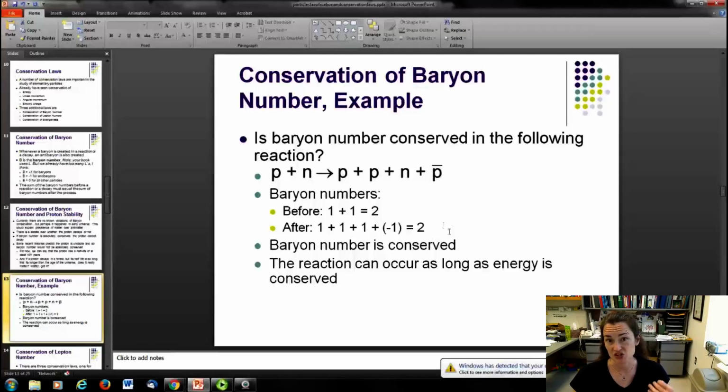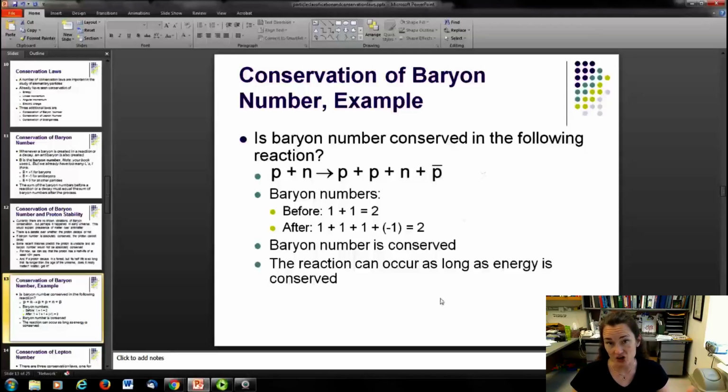baryon number is conserved. Now you might also be looking at conservation of charge. Charge conservation is very important in these reactions too, and you need to check it. So on the left-hand side, the neutron is neutrally charged, so it has a charge of 0. The proton has a charge of +e. Now on the right-hand side, you've got 2 protons for +2e, and then the neutron, which is 0, and then the antiproton would have a charge of -e. So you have 2e minus e, which is e. So charge is conserved for this reaction.